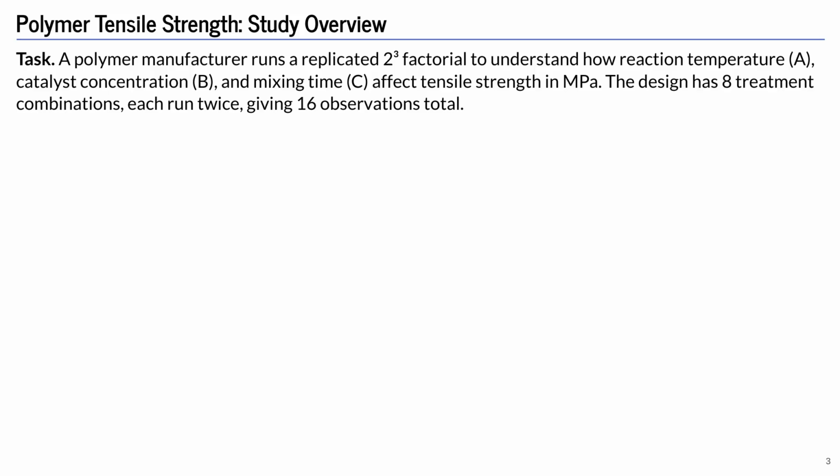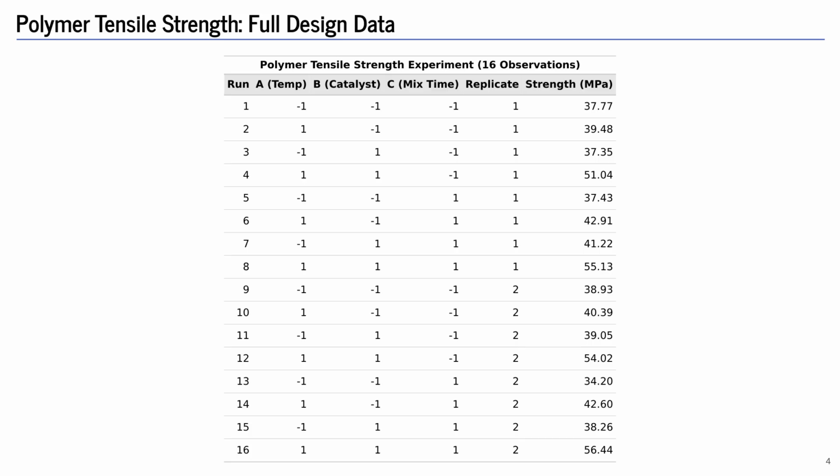Critically, the entire experiment is replicated twice, giving 16 observations in total. This replication is what will allow us to estimate pure experimental error from within the design itself. No assumptions about which effects are negligible. No external error estimate needed. Let me walk you through the actual data.